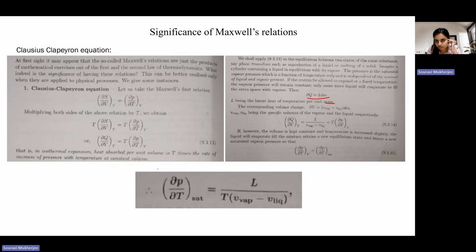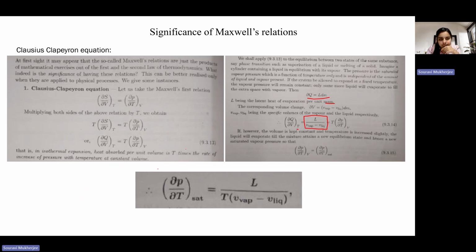Now the corresponding volume change: because there's a conversion from liquid to gas, there's a volume change associated, and that is given as follows. If you take the specific volumes of vapor and liquid as V vap and V liquid, this term into dm will be the corresponding volume change. So now if you want to write dq dv at constant temperature, what do you get? You get L by the difference of the specific volumes of the two phases. Now this is okay, fine.